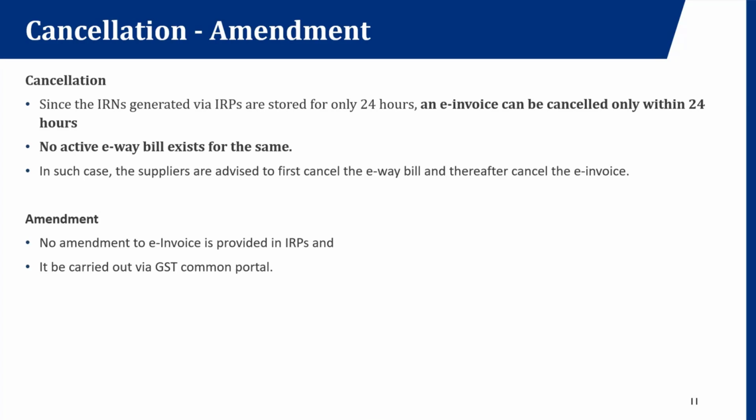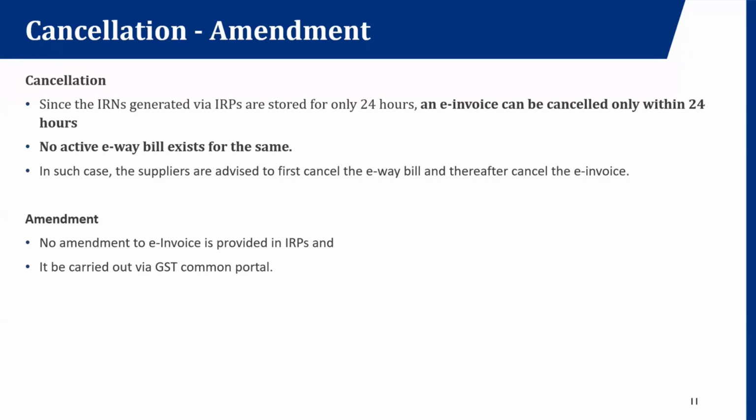And the next one is cancellation and amendments. We'll understand whether cancellation can be done, and whether amendments can be done. Cancellation can basically be done within 24 hours, because the details of this IRN will be available on the IRP, that is our Invoice Reference Portal, for 24 hours after generation of the IRN, and within that we can cancel the invoice.